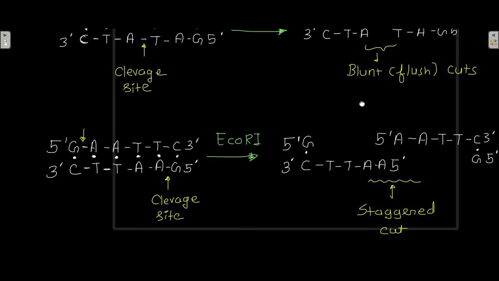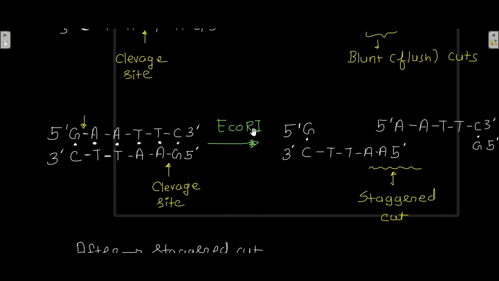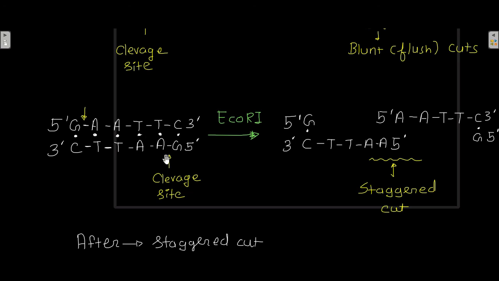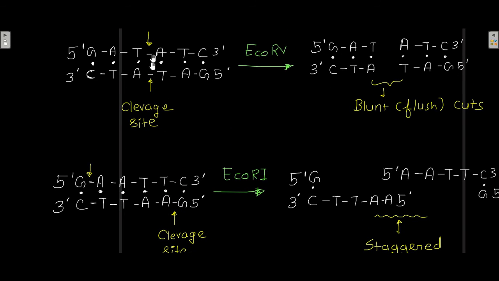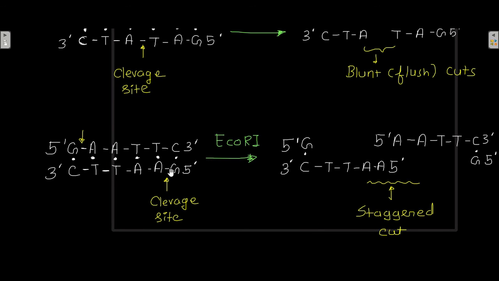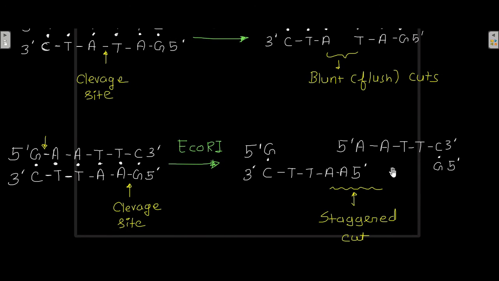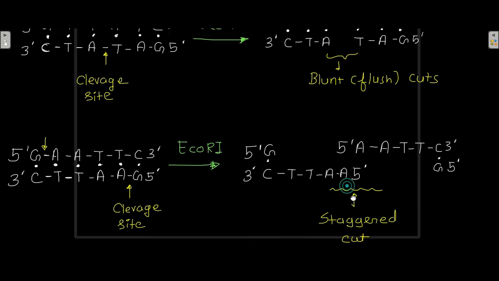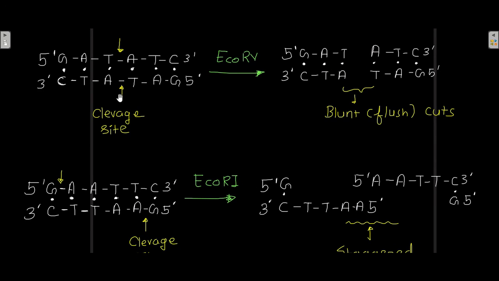So when EcoRI cuts a particular DNA fragment, this is how it is cutting. These are the two different cleavage sites, and they are not perpendicular. They are not at the same axis. But in this case, both the cleavage sites are on the same axis. And in this case, they are not on the same axis, and that is the reason why they create a staggered cut. And when the cleavage sites are on the same axis, they create a blunt cut.